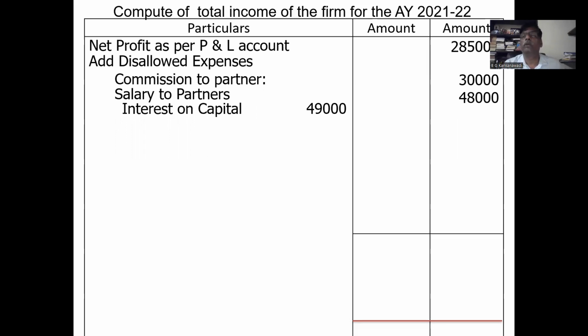Out of this, 12% of capital is exempted. That is 42,000. 3,50,000 is the total capital of the firm.